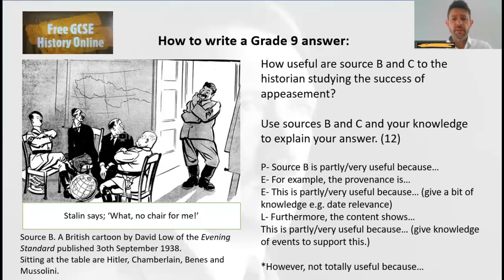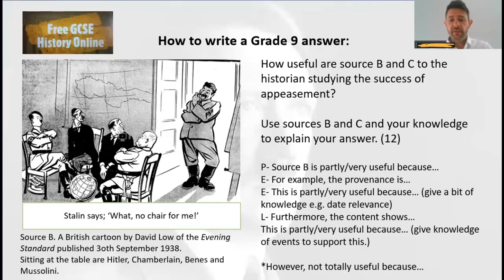Provenance. It's a British perspective, and David Low is famous for being a skeptic, so he's obviously going to take the negative view of it. And he's quite reliable in his understanding of international politics. He seems to get most things right. So you can talk about, obviously, the date is the time of the Munich conference. It's at the end of the deal, therefore it's factually correct because it's already happened. You can talk about those sorts of things.